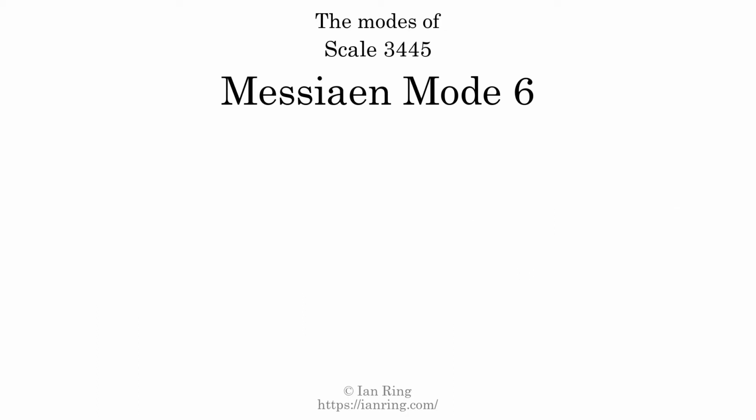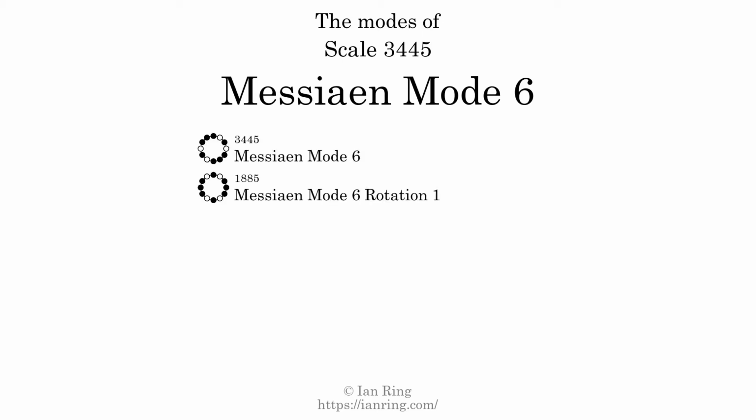This scale has 4 modes. The first mode is itself. The second mode is scale 1885, also known as Messiaen Mode 6 Rotation 1. It sounds like this.